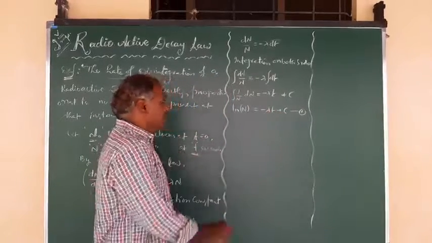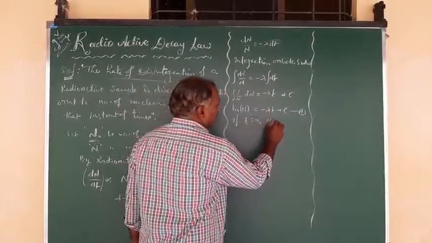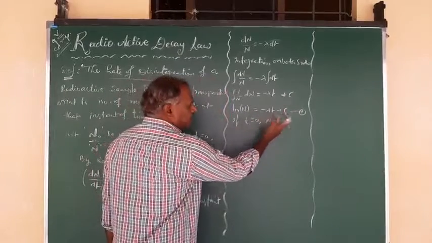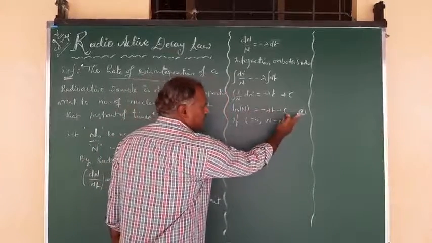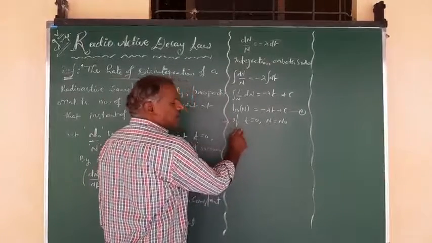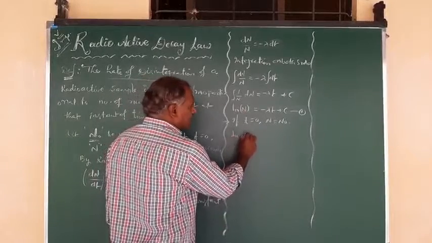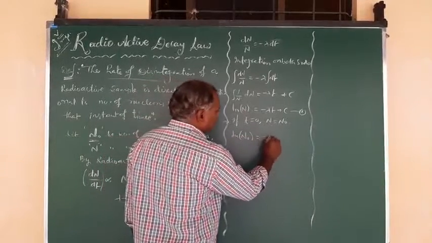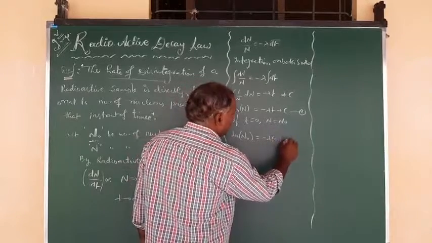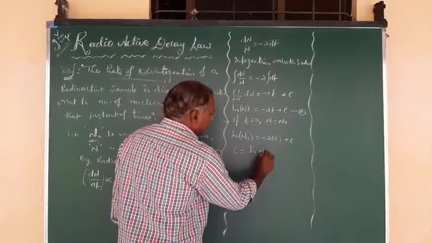Taking the limits: if time t is equal to 0, the number of nucleons is N naught. So in place of time you put 0, and in place of N you put N naught, and then you can get this constant value. Now by taking these limits and substituting in equation 1, we get ln N naught is equal to minus lambda into 0 plus c. Then c is equal to ln of N naught.